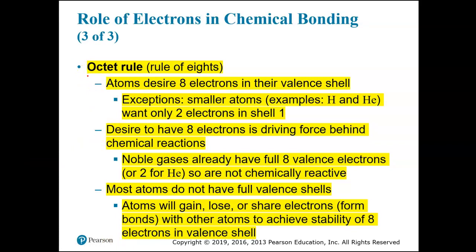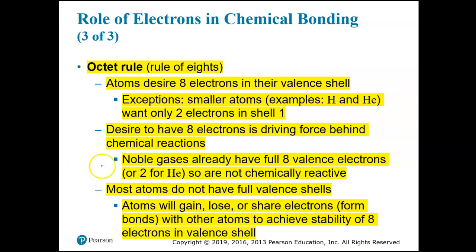So atoms desire 8 electrons in their valence shell for them to be chemically stable. Except for the smaller atoms like hydrogen and helium, and they are going to be satisfied with 2 electrons in their valence shell because their valence shell is shell 1. But most of our atoms are going to need 8 electrons in their valence shell or outer shell.